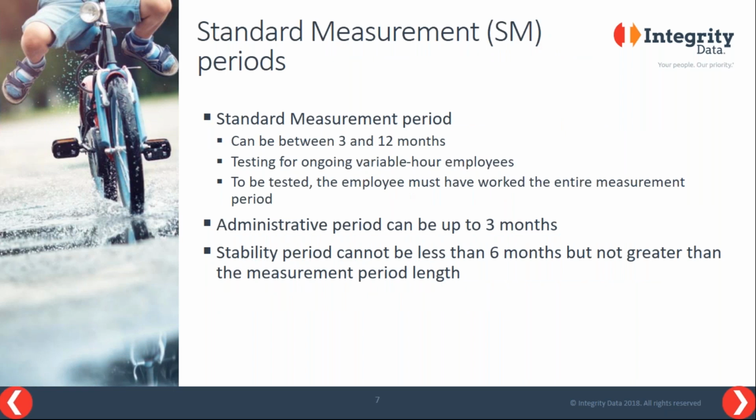So ongoing variable hour employees are tested in a standard measurement period. In order to be tested, the employee must work the entire testing period. Statistically, the longer the testing period, the more accurate the data in determining eligibility. So for companies with high turnover rates, 12-month measurement periods often eliminate many employees from eligibility determination. They would be considered full-time eligible only in the corresponding stability period for that test. Continued eligibility during the next stability period would require them to pass the corresponding standard measurement period test.